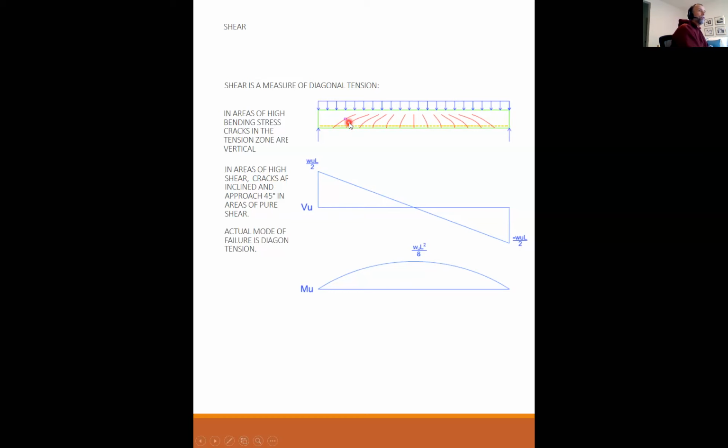So if I take a little square, see that little element right there? And I look at this element in a region of pure shear, it's not pure shear. If I go down here, I have a lot of shear and I have little moment, but it's an area that has little moment and a lot of shear. And I look at this element.